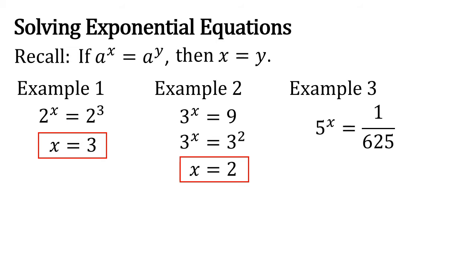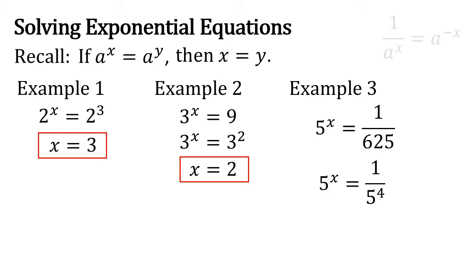For example number 3, 5 to the x equals 1 over 625. So we can express 625 as 5 raised to 4. Okay, so now we have 5 to the x equals 1 over 5 raised to 4. But we cannot say that x is equal to 4, because on the right side of the equation, 5 raised to 4 is in the denominator.